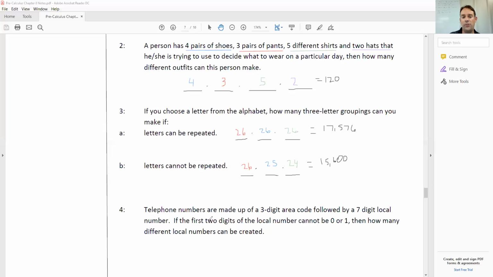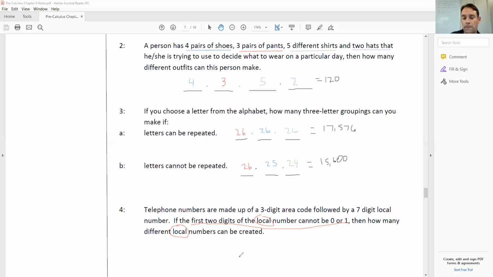So we have this last one. Telephone numbers are made up of a 3-digit area code followed by a 7-digit local number. If the first 2 digits of the local number cannot be 0 and 1. All right, so first 2 digits can't be 0 and 1 of the local number. That's the important part, the local number. How many different local numbers can be created? So we're not dealing with the area code. We just want the local number.